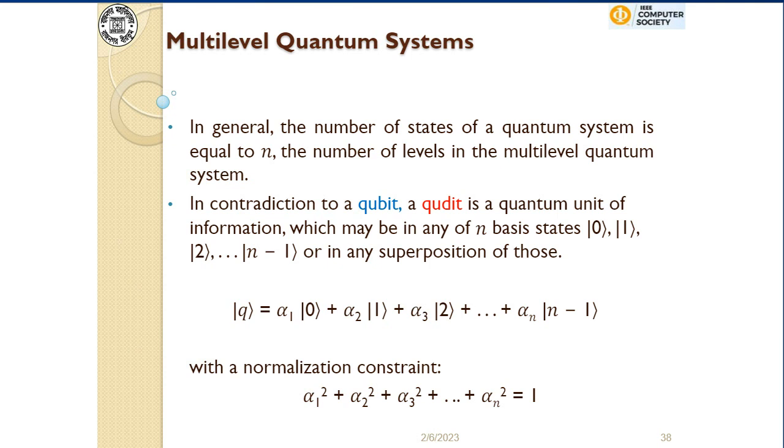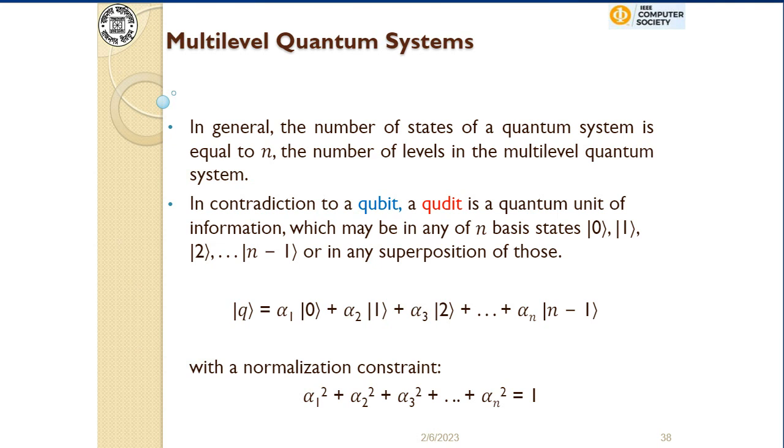So a particular qudit can be represented like this: alpha 1 ket 0 plus alpha 2 ket 1 plus alpha 3 ket 2, in this way up to alpha n minus 1 ket n minus 1 for n basis states. Now, with the orthogonality constraint, alpha 1 square plus alpha 2 square plus alpha 3 square and so on is equal to 1.